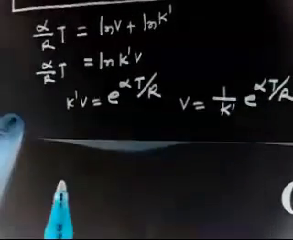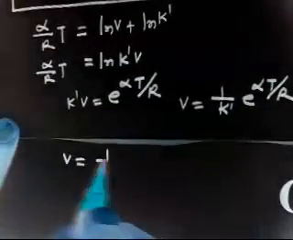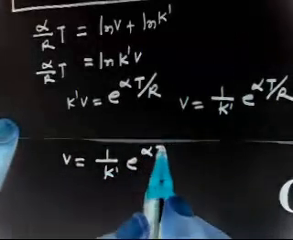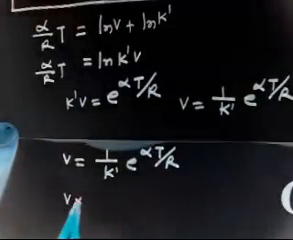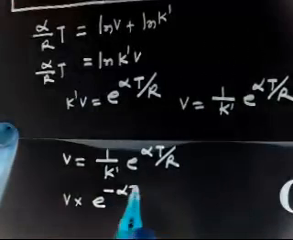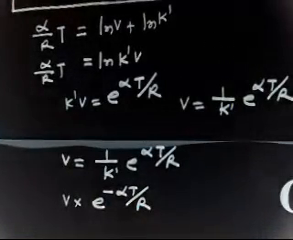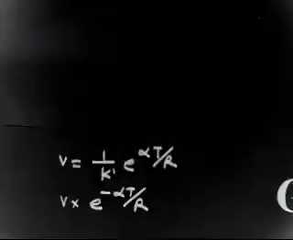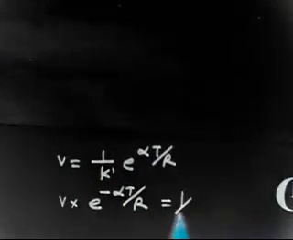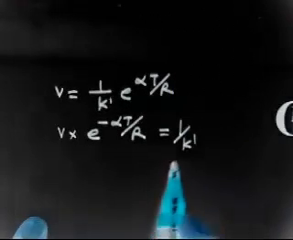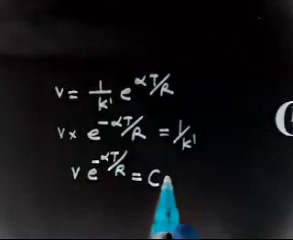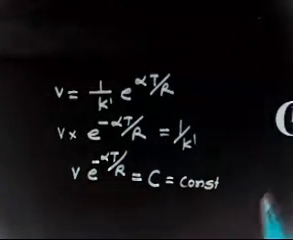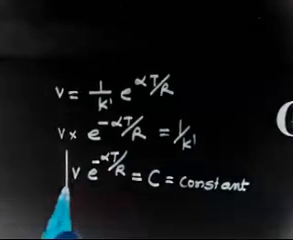I can write v is equal to 1 by k dash e to the power alpha t by r. Or let us say, if I take this to that side, I will have v into e to the power minus alpha t by r, I think all of you are getting, is equal to 1 by k dash. And 1 by k dash I can write as another constant, so let us say k2, or let us simply call it constant c. So this is v into e to the power minus alpha t by r is equal to constant. C is basically a constant. So this is the equation of process.